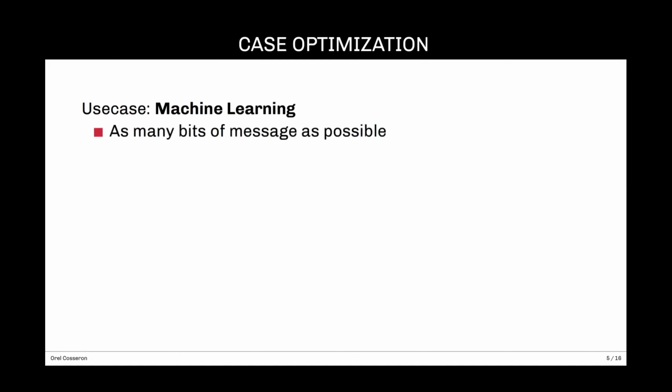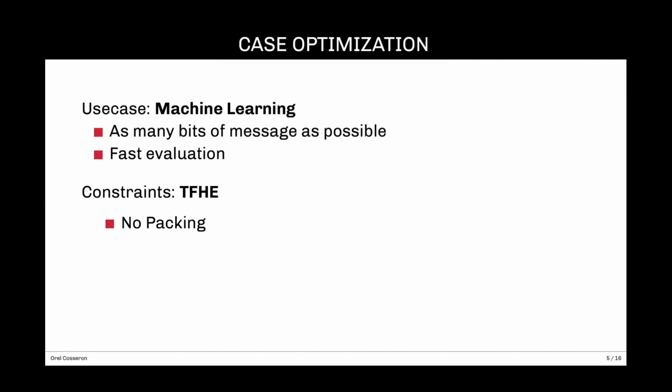First off, in machine learning, we want to use as many bits as possible because neural networks usually work with 32 or 64 bits input. And then we want to be able to compute fast because when you do machine learning, you don't want to wait a long time to have an answer on what you're trying to compute. And then FHE comes with its own set of constraints. So we chose to use TFHE, that is a state-of-the-art fully homomorphic crypto system. And in TFHE, you don't have the ability to pack messages. So that was something that we knew we would have to deal with.